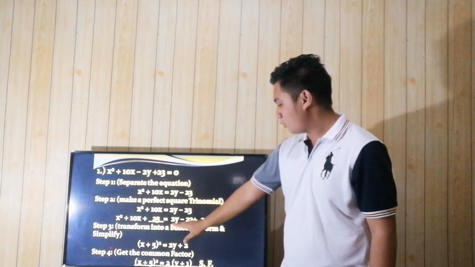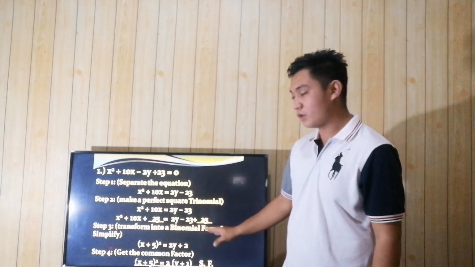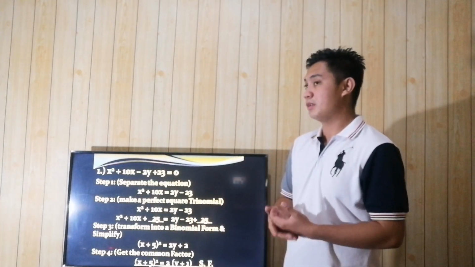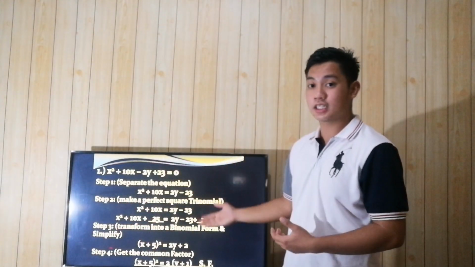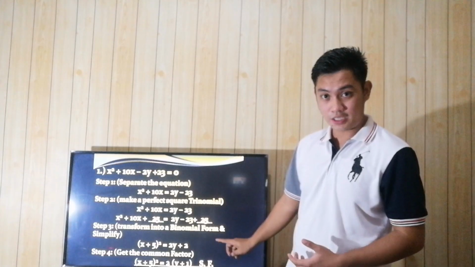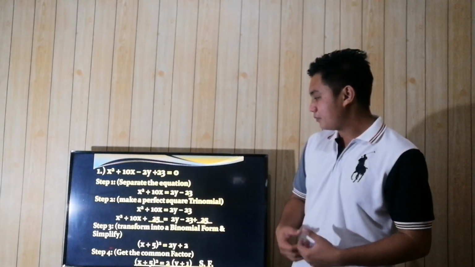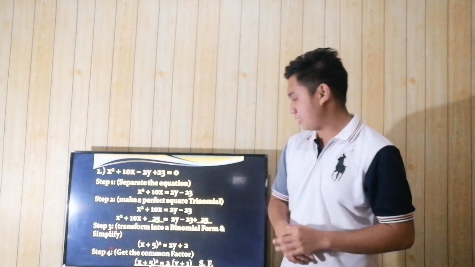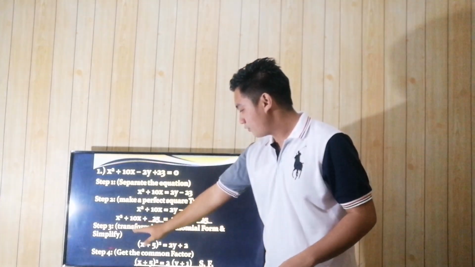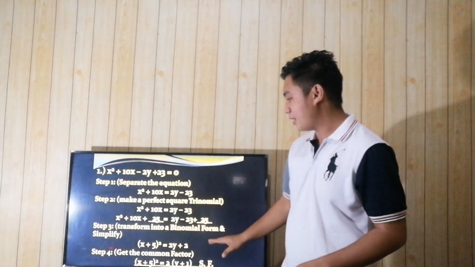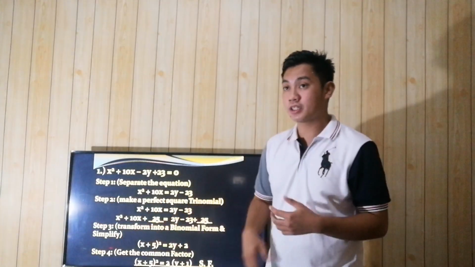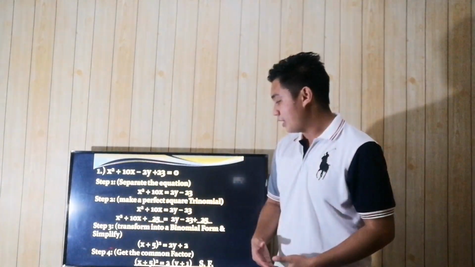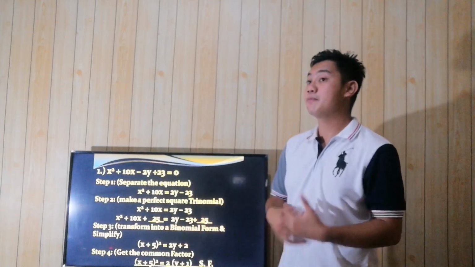So, we have 2y minus 23 plus 25. Maliwanag ba? Kung ano yung dinagdag nyo sa kabila, yun din ang idadagdag nyo sa kabila. Okay? Maliwanag ba? And now, the third step is transform into a binomial form and simplify. Yung dito na equation is ita-transform natin siya into binomial form. And then dito naman siya is isi-simplify natin siya.